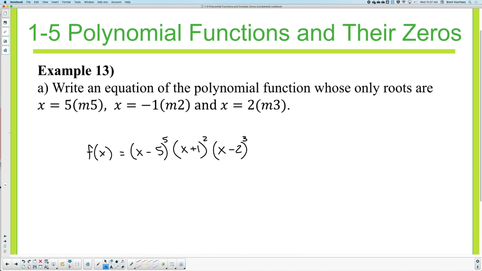(x - 5) to the power of 5, (x + 1) to the power of 2, (x - 2) to the power of 3.